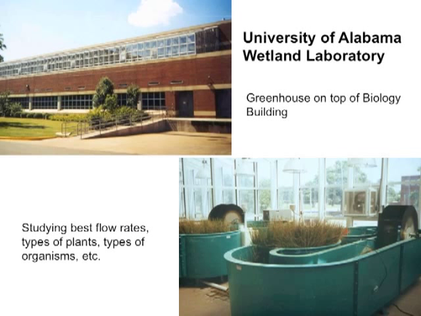The University of Alabama Wetland Laboratory is located as a greenhouse on top of the biology building in Tuscaloosa, and they have these vats, and a whole bunch of them, I'm just showing a couple of them, that have a water wheel, and they can move different types of water with different pollutants and different organisms through at different speeds, and put in different plants to see which plants will clean the water at what flow rates, etc. So a lot of research there.